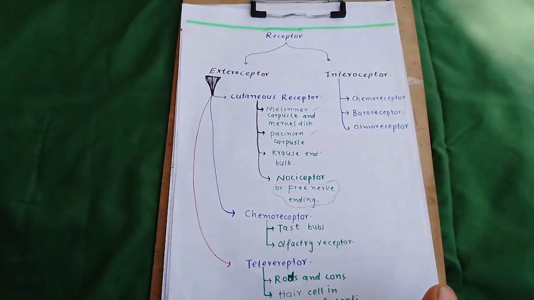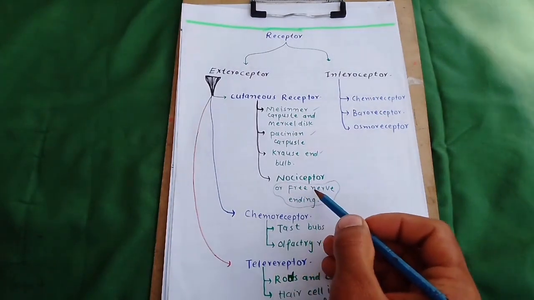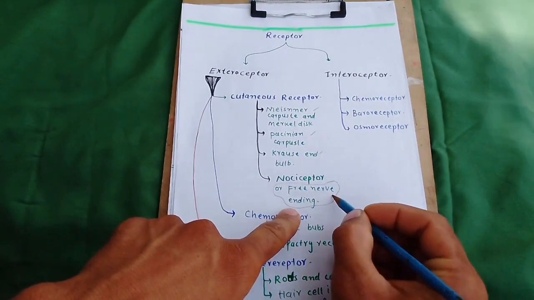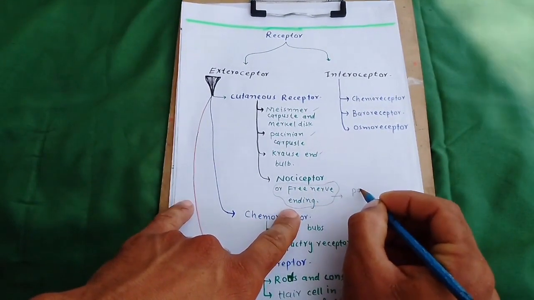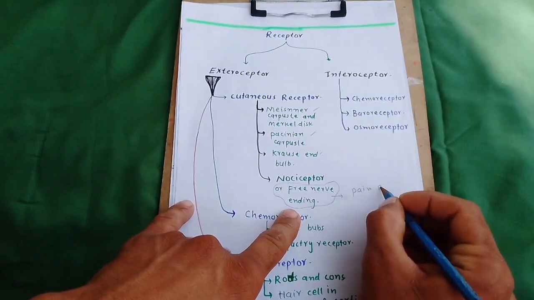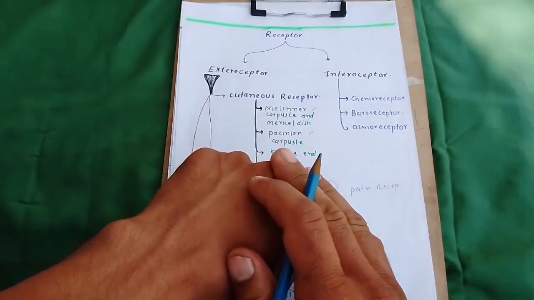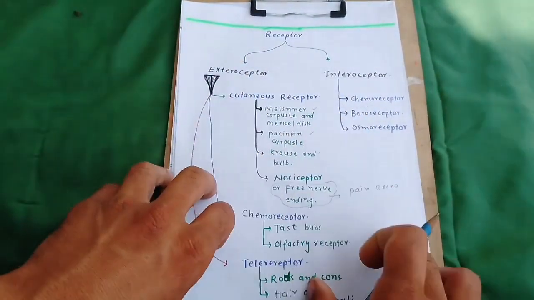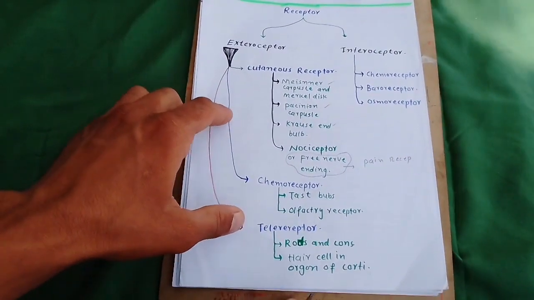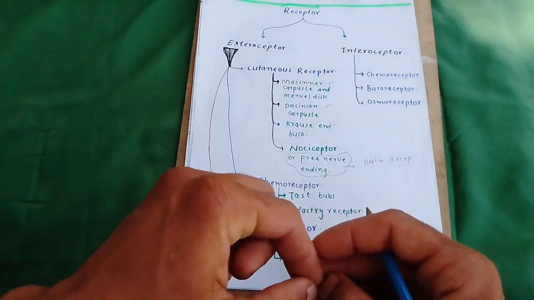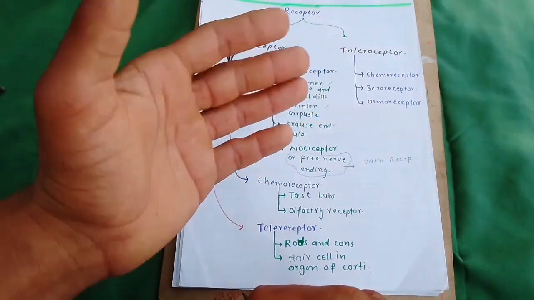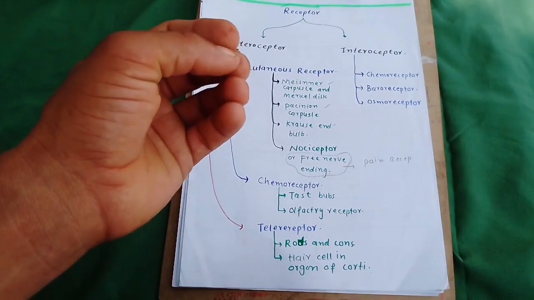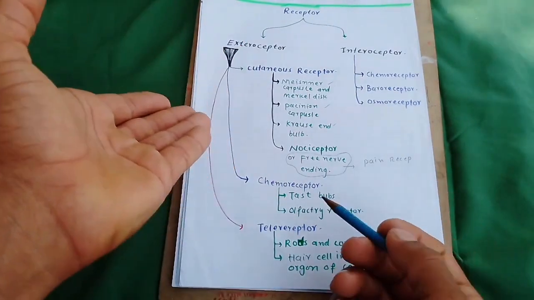So what is free nerve ending? Free nerve ending or nociceptor is the receptor which helps in pain. This is the pain receptor in the skin. What is free nerve ending? I will discuss it later. Chemoreceptors are those receptors which are stimulated by chemicals, like the smell of a chemical and the taste of a chemical, sweet, bitter. These are the chemical receptors.